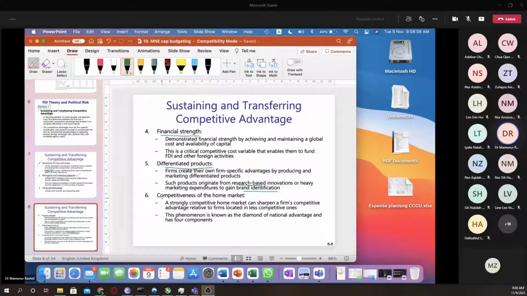You might be very strong in your home market. That can be your competitive advantage as well. For example, Volkswagen is a strong car manufacturer company in Europe. They're very strong in Germany.